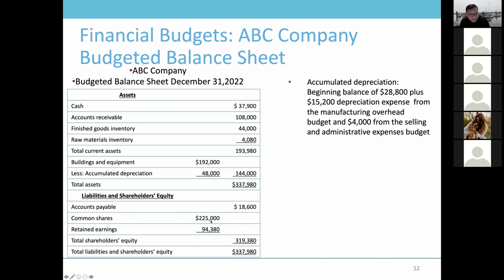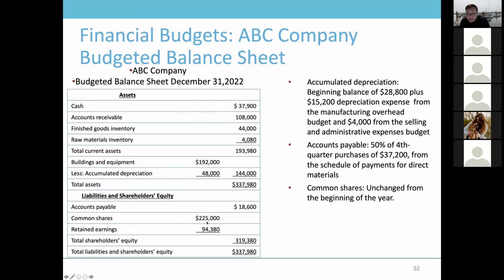And the common shares, this must be the same as last year. And the retained earnings is the beginning plus the net income, right? The net income is from your budgeted income statement, right? So your previous beginning retained earnings plus the net income from the budgeted income statement, that's your ending retained earnings. That's where this number is coming from. Okay, so this is your budgeted balance sheet, okay? This is your budgeted balance sheet.